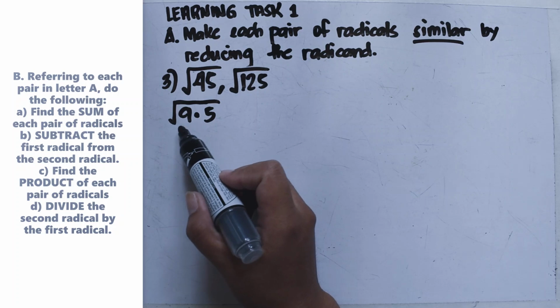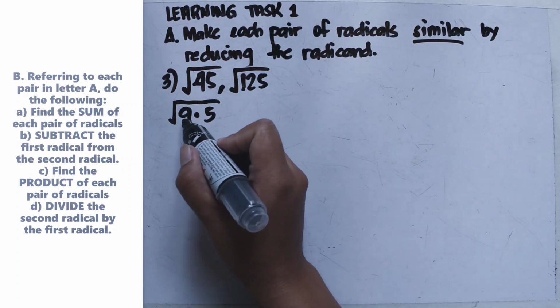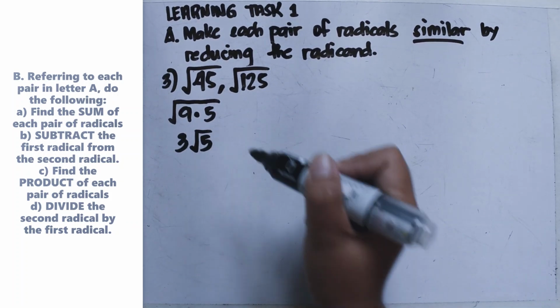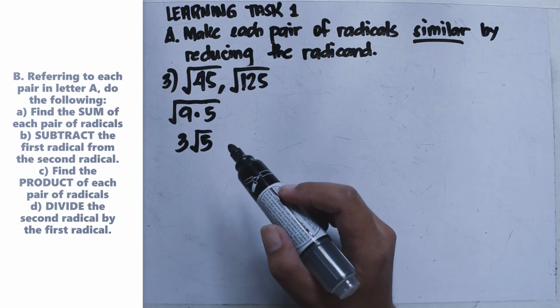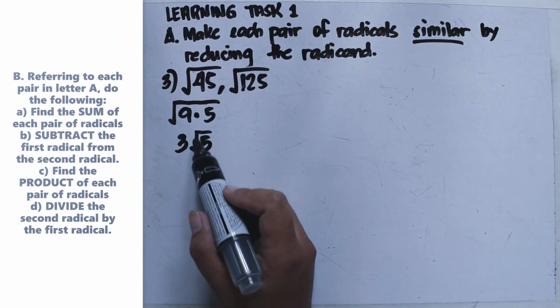Of course, we need something to reduce, so we reduce the 9. What is the square root of 9? We know that the square root of 9 is 3. So what happens to 5? It stays inside, since it has no square root. It is not a perfect square, only 9 is. So, again, 45 became 3 square root of 5.